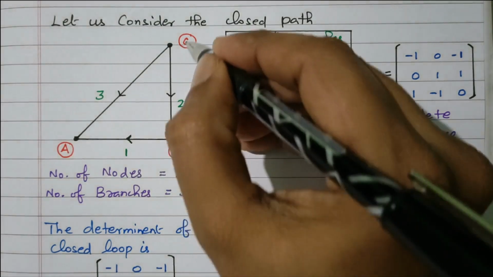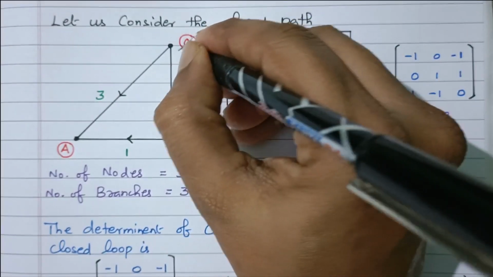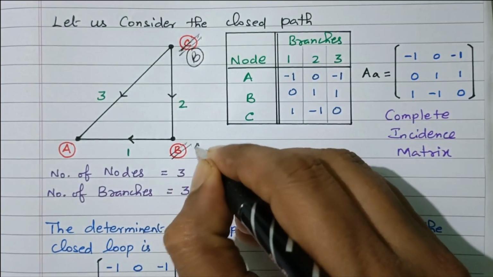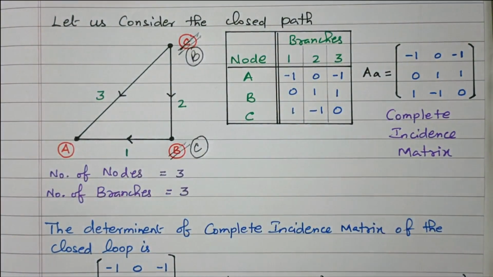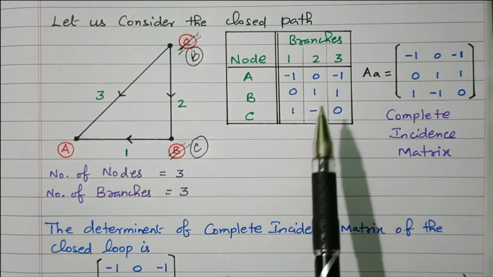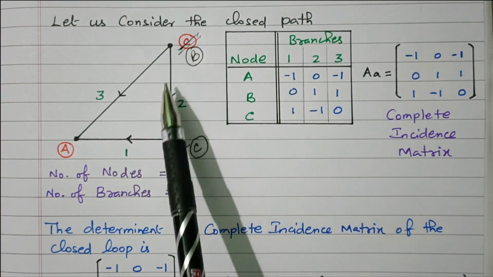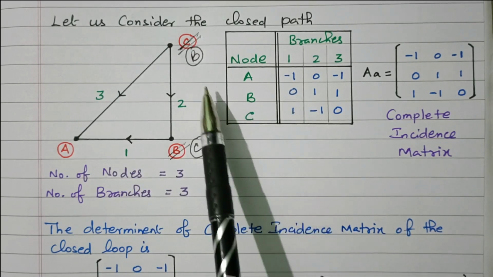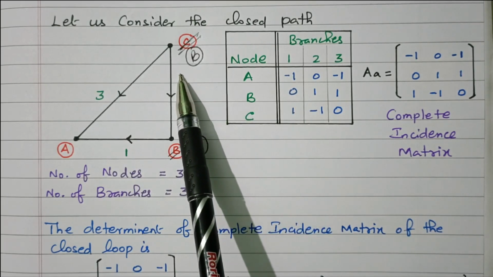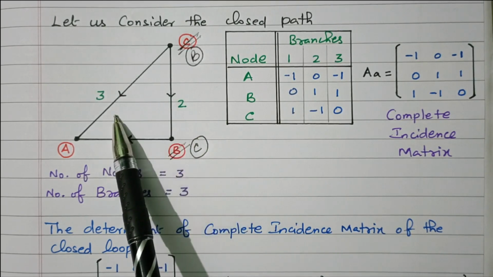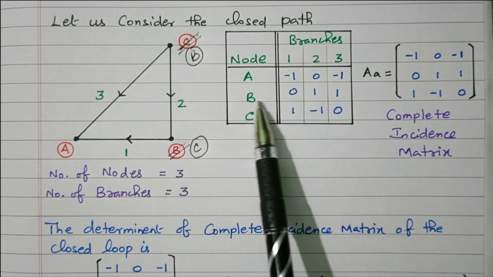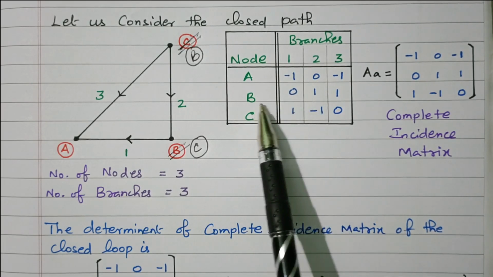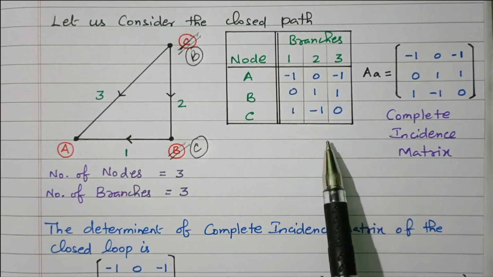So a small correction is there. This is based on the matrix value. This is node B and this is node C. So node A we completed. At node B, branches 2 and 3 are connected. Branch 1 is not connected, 0. At node B, branch 2 going away, +1. Branch 3 also going away, +1.